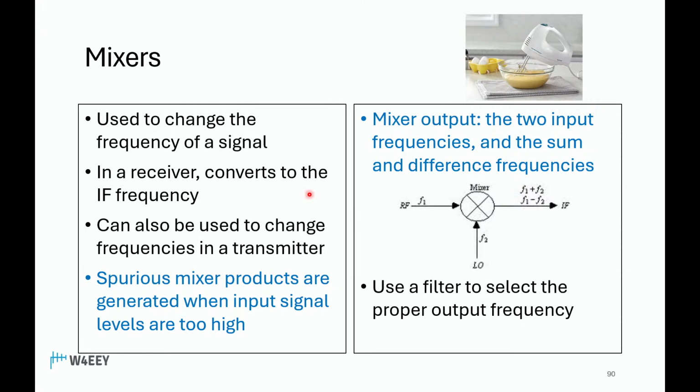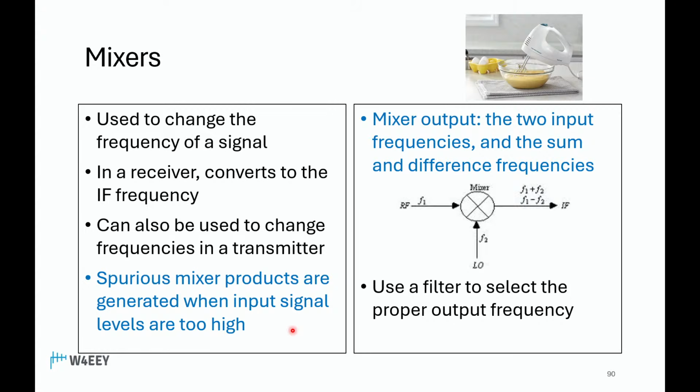So mixers are used to change the frequency of a signal. And I know we were talking about mixer math, where you've got an input frequency and a local oscillator frequency. Then you've got the sum and difference frequencies coming out of them. So it converts incoming frequencies to an intermediate frequency. And these are also used in transmitters to shift frequencies around. We'll see more of that next week.